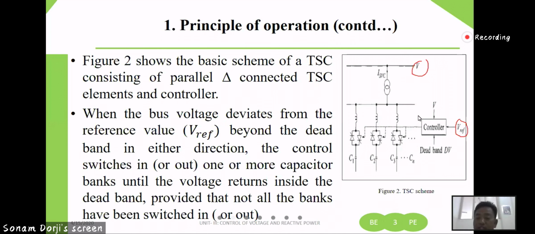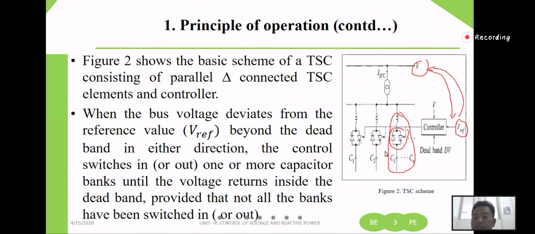If your bus voltage goes beyond, or deviates beyond the reference voltage, then beyond this dead band, this controller will sense this, and then you have to switch on this capacitor or thyristor. Actually this arrangement is known as TSC. So this TSC will be switched on, and then it will bring back the normal voltage. Your bus voltage will be brought back to the reference voltage. Sometimes if you switch on a single TSC, it will be enough to bring your voltage back within the acceptable range or to the reference voltage.